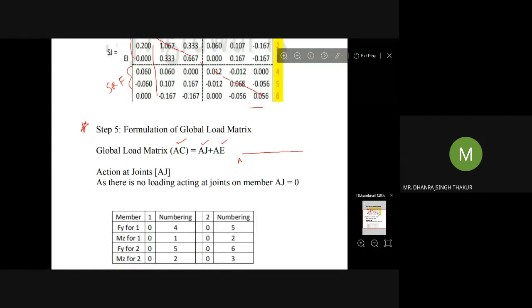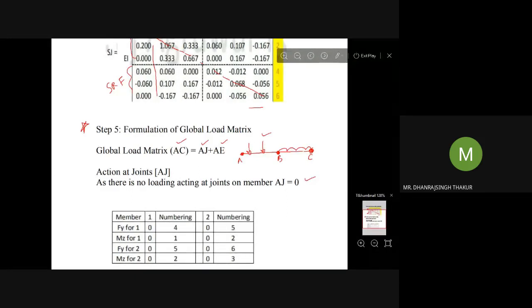So in the problem, an ABC beam is given and the load is given on the member. There is no load at the joint. Joint means joint A, joint B and joint C, if there is any load, because there may be loading in case of beam on the joint as well as on the member. On the member it is always there, on the joint also it can be there. But in the given problem, there is no load at the joints. Hence, the joint load matrix, AJ matrix, will become 0.